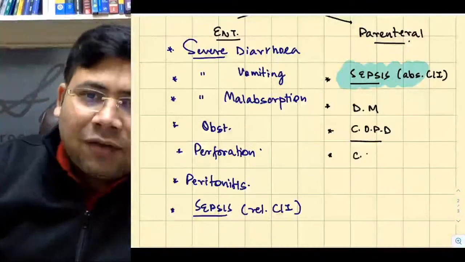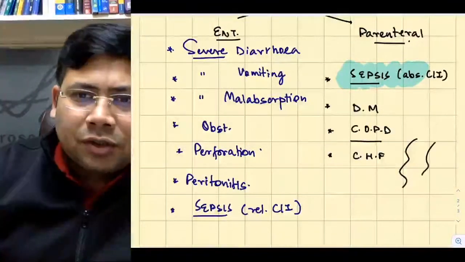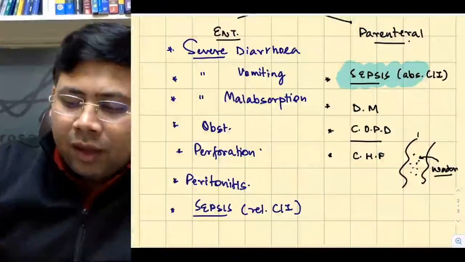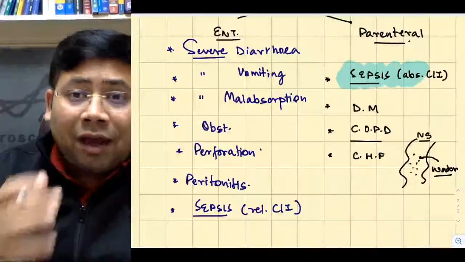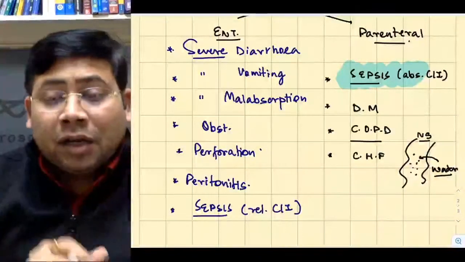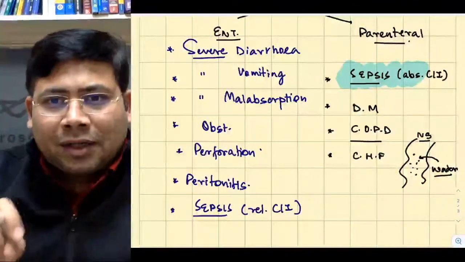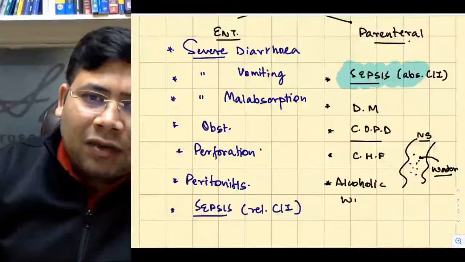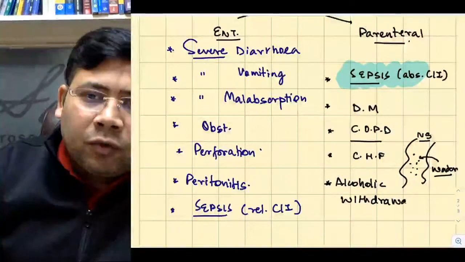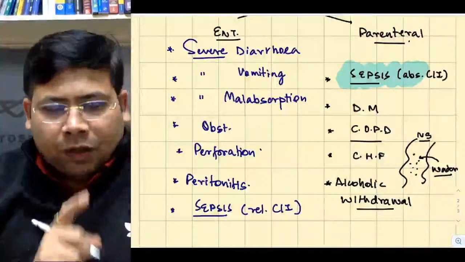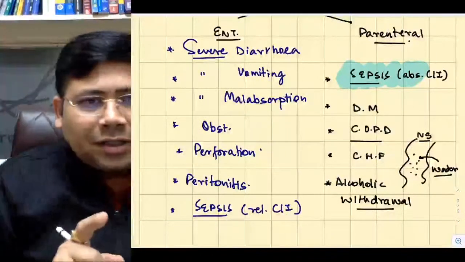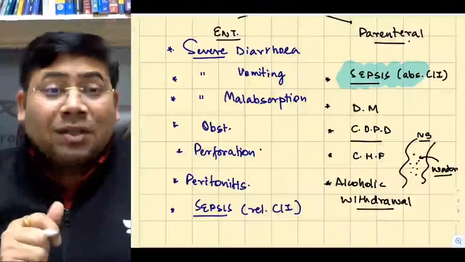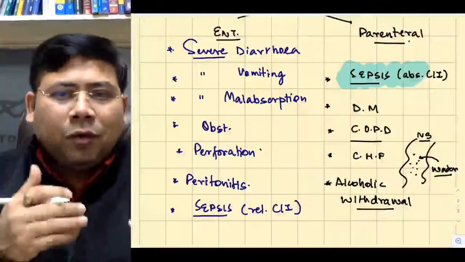One more is congestive heart failure, because since they are high osmolar solutions, they will attract the water into the intravascular system, and if the patient is already having congestive heart failure, this will precipitate fluid overload. So diabetes, COPD, congestive heart failure. Again, alcoholic withdrawal. If a patient is having alcoholic withdrawal, again this is avoided. Do you know why it is avoided? Because TPN or parenteral nutrition is containing what? Carbs. And do you know, carbs, that is dextrose, will actually absorb the thiamine. So thiamine deficiency is going to be what?